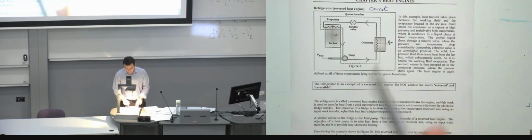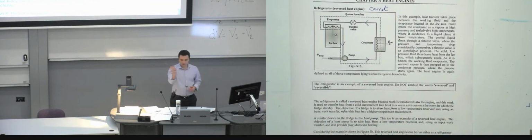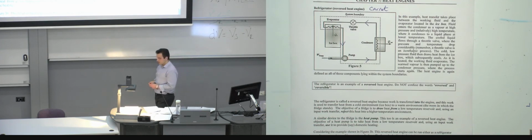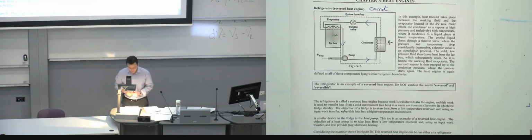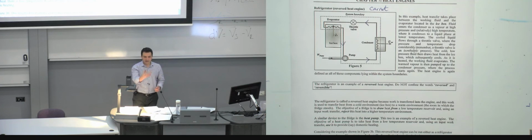It then goes through the condenser. The condenser is normally behind the fridge. You'd see lots of little pipework behind. That is the condenser, which allows the heat to go out to the kitchen or to the room. Then that goes to the throttle valve, which in terms of the cycle, the PV diagram and things like that, acts as a device which reduces the pressure and temperature of the fluid, just like what a turbine does. A turbine reduces the pressure and temperature as well, and in this case, the throttle does the same thing.